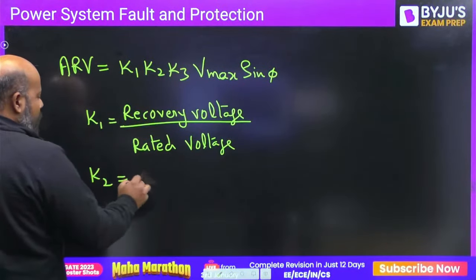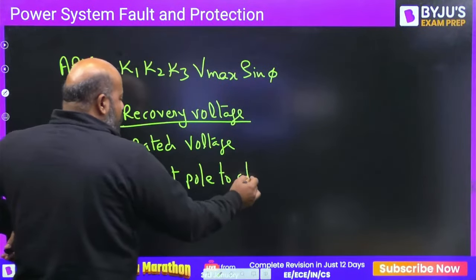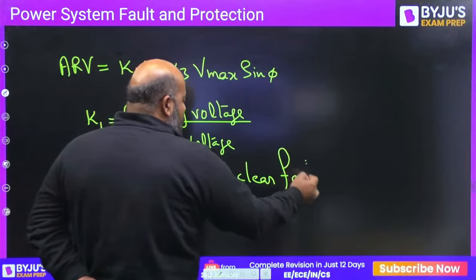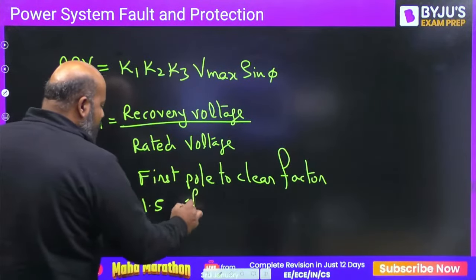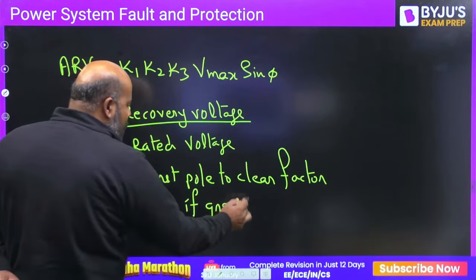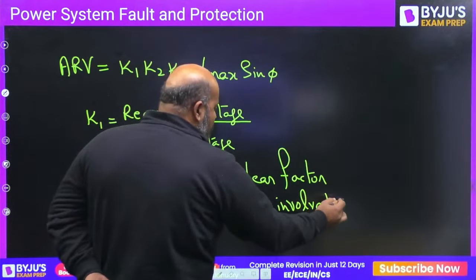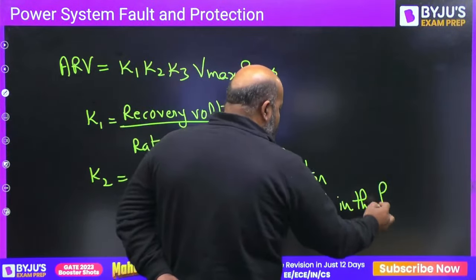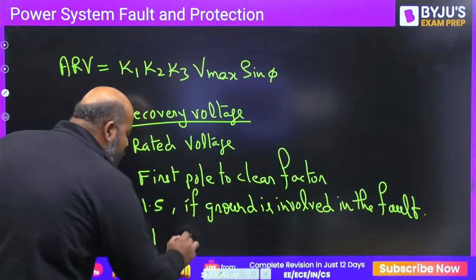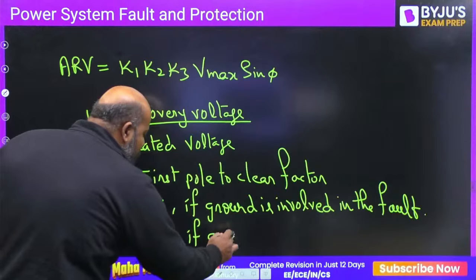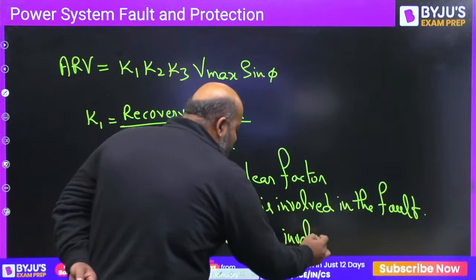K2 is the first pole to clear factor, and basically it is 1.5 if ground is not involved in the fault. And it is going to be 1 if ground is involved in the fault.